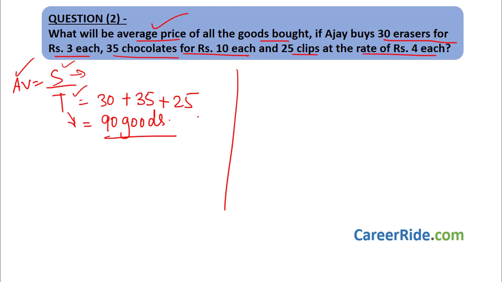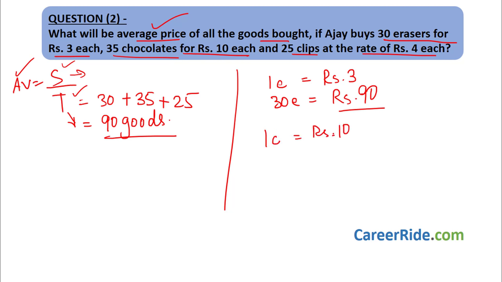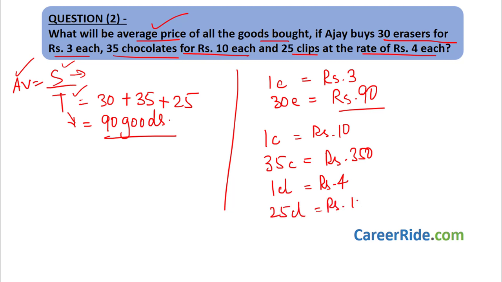Ajay buys 30 erasers for rupees 3 each. That means the cost of one eraser is rupees 3. So 30 erasers, how much would be the cost? Simply 30 into 3 is nothing but rupees 90, right? Now again, one chocolate cost is rupees 10. So 35 chocolates, the cost would be rupees 350. Again over here, one clip, the cost is rupees 4. 25 clips, cost is 25 into 4 is 100.